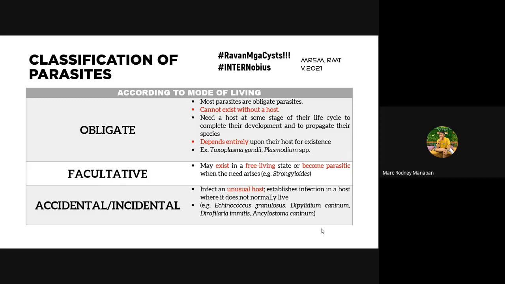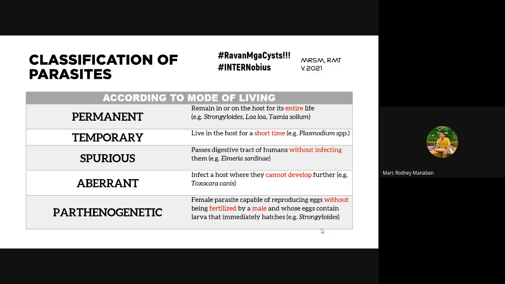We now continue with the further classification of parasites according to mode of living. Next is permanent. When a parasite is permanent, it resides within the host for its entire life. For example, if humans are the host, it stays there forever. Loyal and faithful, sana all. In contrast, there is temporary, meaning the parasite only resides within the host for a short period of time.